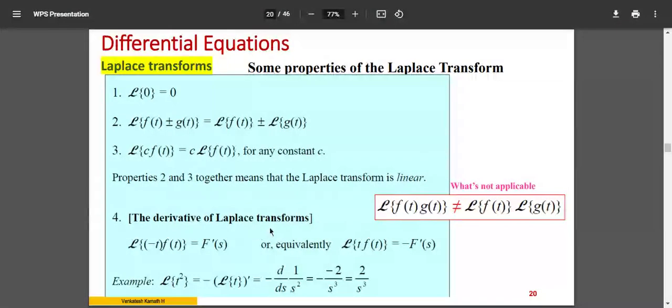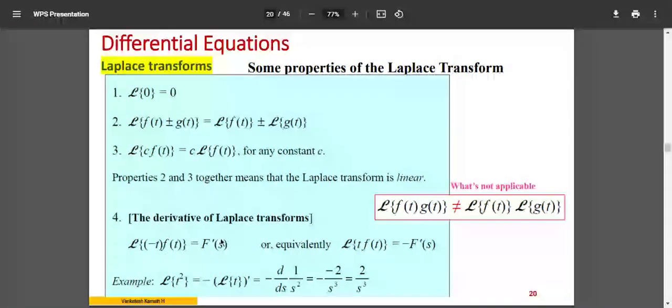Then the derivative of Laplace transforms. Derivative, that is in the forward direction. You can go in the differential form. All these terms will end up giving you f of s. Whereas for the Laplace transform reversal, if you come across some terms like minus t into f of t, where t is a variable and f of t is the function, that is equal to f dash of s.